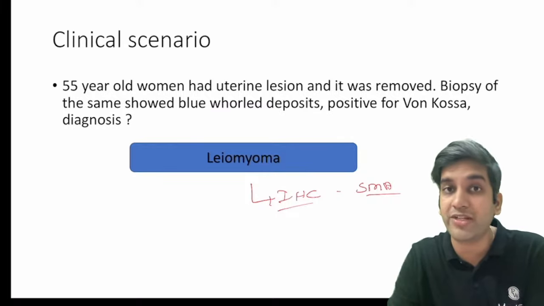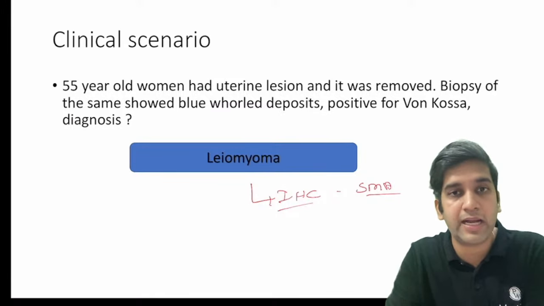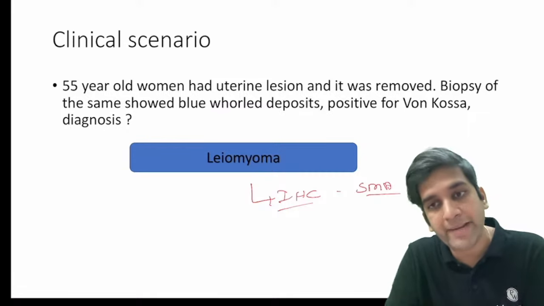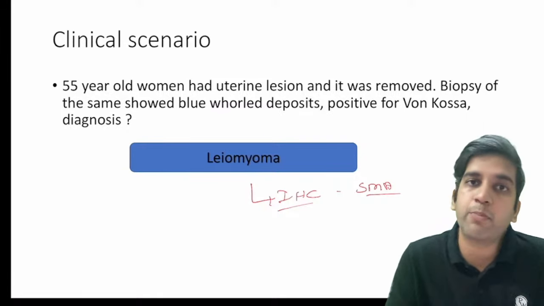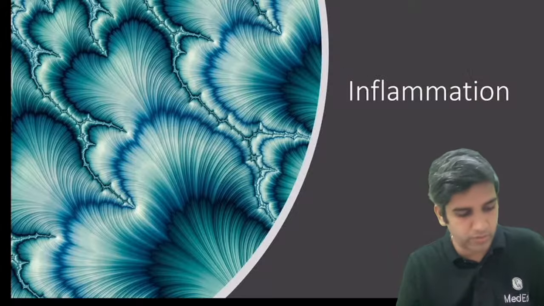It will not be positive for cytokeratin, which is an epithelial marker. SMA stands for smooth muscle actin, which is positive. MED12 is genetics, which can be positive in case of a leiomyoma. Fine. That's a mutation. Okay.